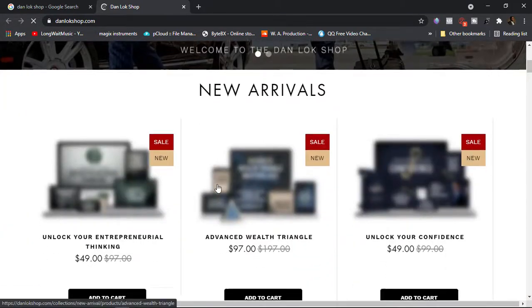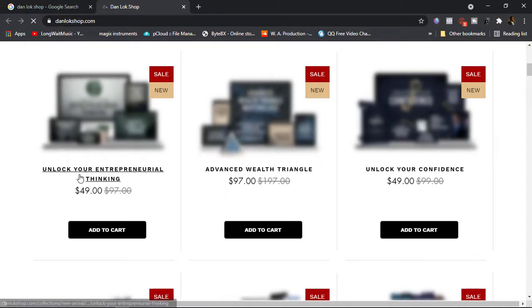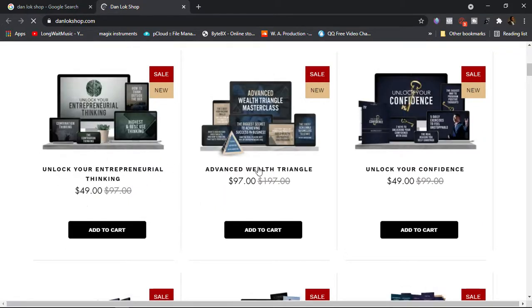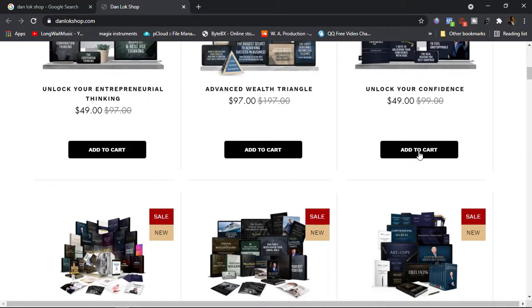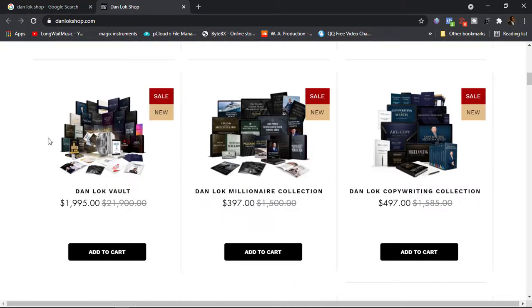Okay, now this is the Unlock Shop. Let's go to see some of the products. Now you can see Unlock Your Entrepreneurial Thinking, $49. Advanced Wealth Triangle, $97. These are low ticket products. Unlock Your Confidence, $49.